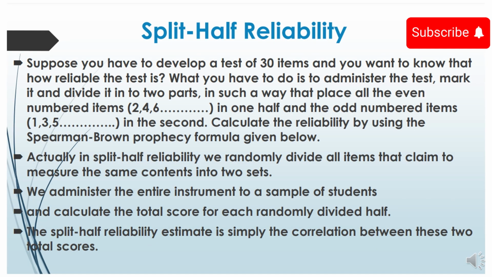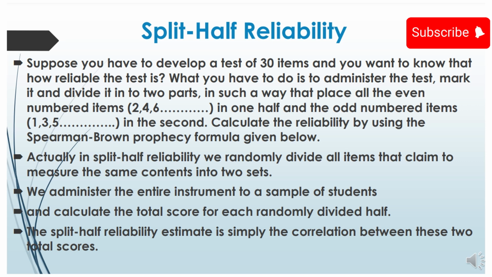Split-half reliability. Suppose you have to develop a test of 30 items and you want to know how reliable the test is. What you have to do is to administer the test, mark it, and divide it into two parts in such a way that you place all the even-numbered items, like 2, 4, 6, 8 and so on, in one half, and the odd-numbered items, 1, 3, 5, 7 and so on, in the second. And then you calculate the reliability by using the Spearman-Brown prophecy formula given below.